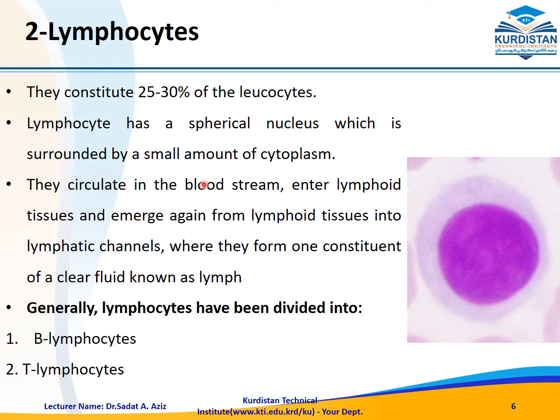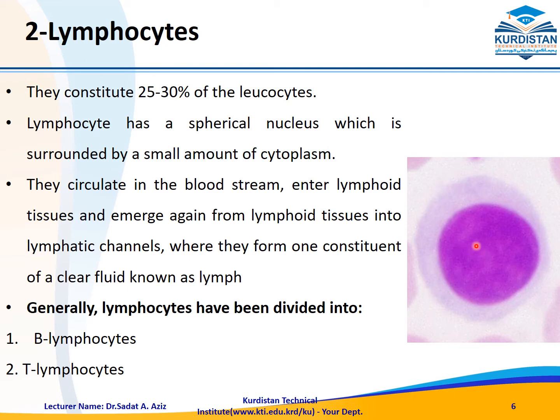The second type of agranulocytes is called the lymphocytes. Normally around 25 to 30% of the circulated leukocytes are made of lymphocytes. Lymphocytes are characterized by having a spherical nucleus which is surrounded by a trace of cytoplasm, and the cytoplasm has no granules because if you remember what we said, the agranulocytes have no granules in their cytoplasm.